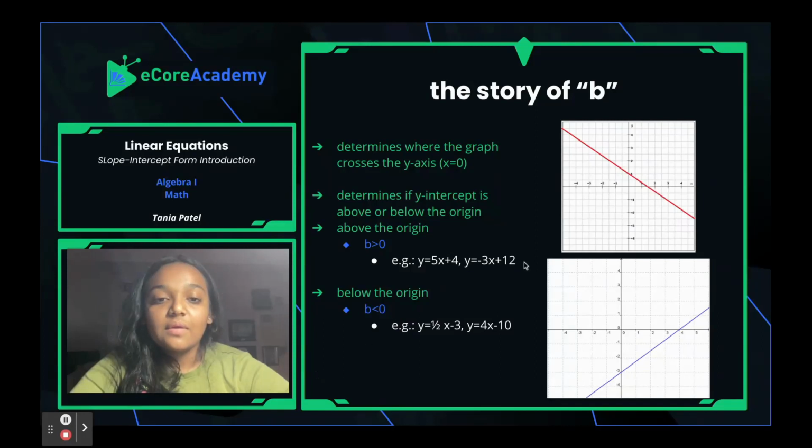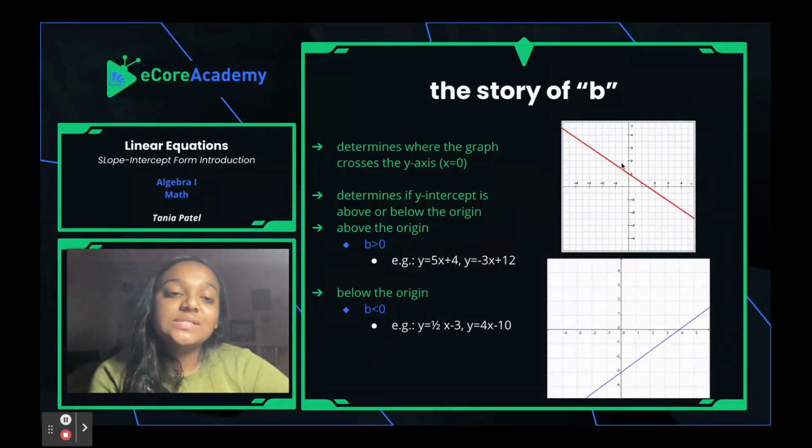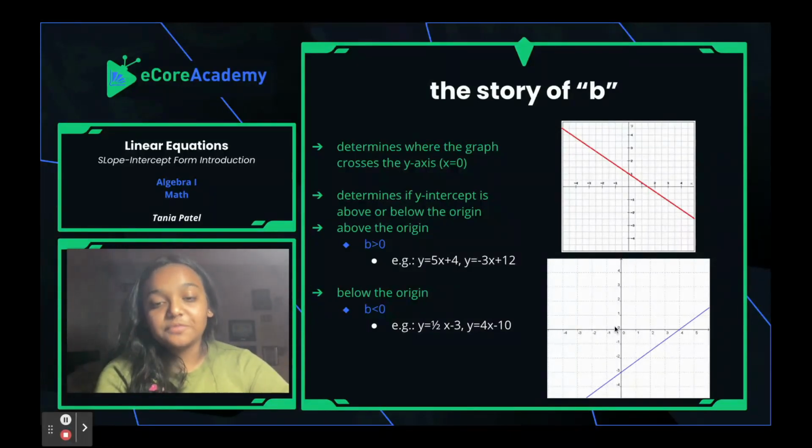I did have to say that, again, these equations are not corresponding to the graphs over here. Just wanted to give you guys different visual representations. But in this picture over here, you can see that the y-intercept is positive. And so the equation of this graph must have a positive b value. Over here, the equation of this graph must have a negative b value, as the y-intercept is below the origin, which is (0, 0).